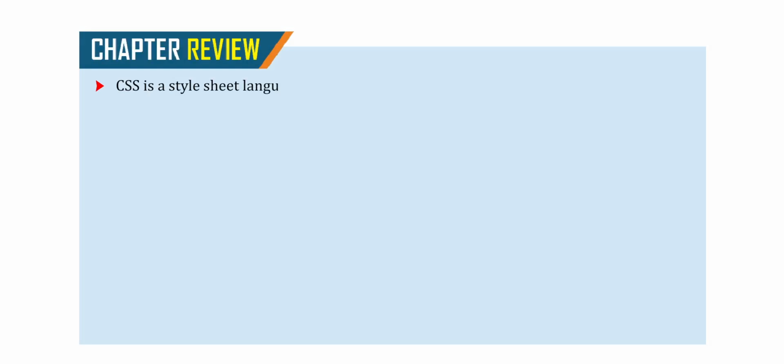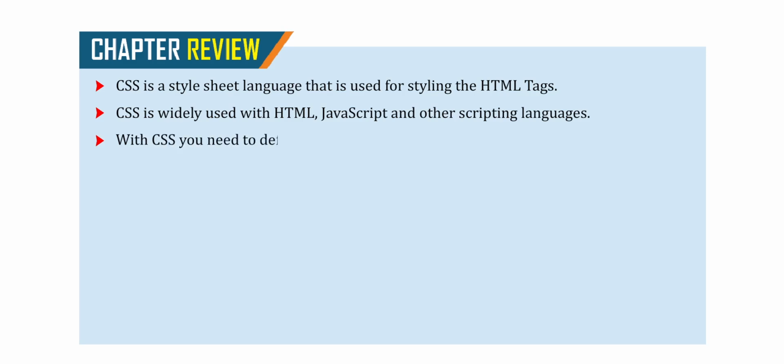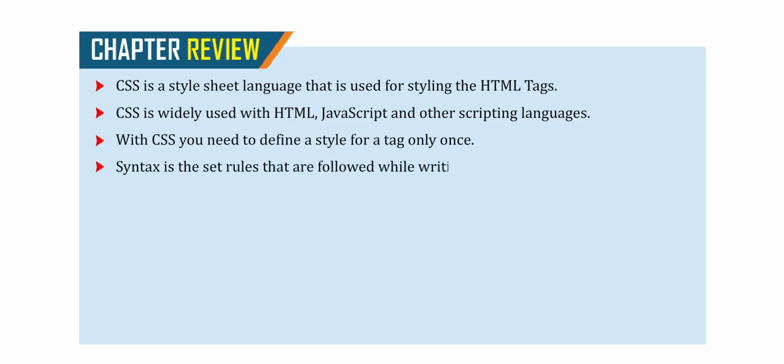Let us quickly have a look at the chapter review. CSS is a style sheet language that is used for styling the HTML tags. CSS is widely used with HTML, JavaScript, and other scripting languages. With CSS, you need to define a style for a tag only once. Syntax is the set of rules that are followed while writing code in a specific language.